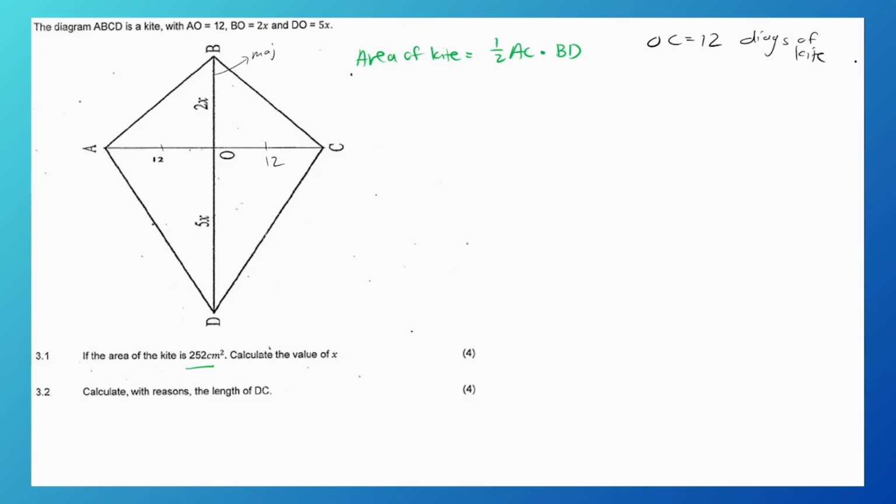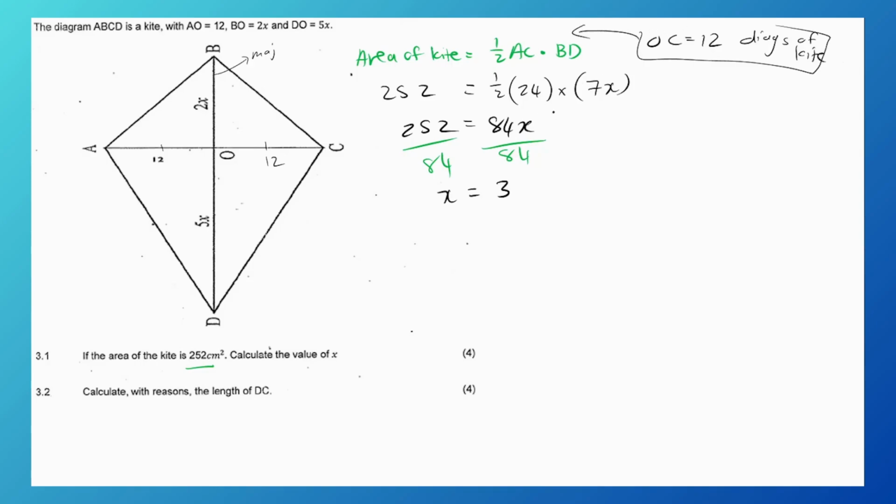Now we have 12 and 12, so we can go substitute. So half times AC will be 12 plus 12, which is 24, times BD, which is 2x plus 5x, which is 7x. And they gave us the area, which is 252. So this is essentially 12 times 7, which is 84x on the side. We can divide by 84 on both sides, and then we're going to get x is 3. So this is for 3.1.